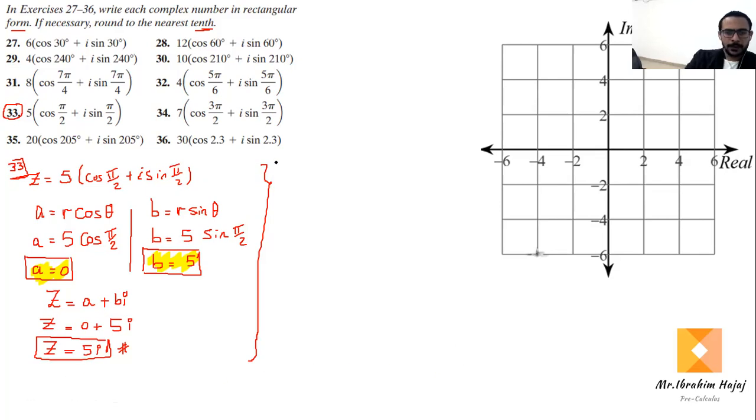Abdulillah, can you solve question number 35? We would like to write this number Z equal to 20 in the same way, and here are the steps you have. Z equals 20, which is cosine 205 degrees plus I sine 205.